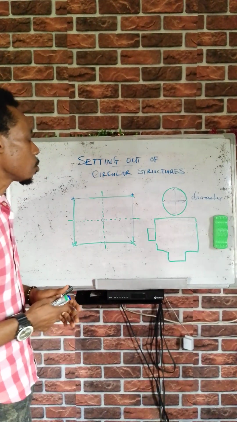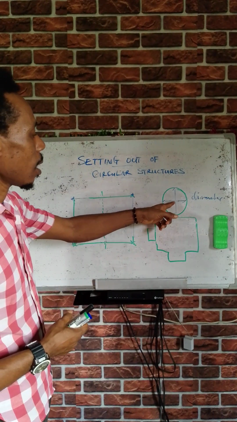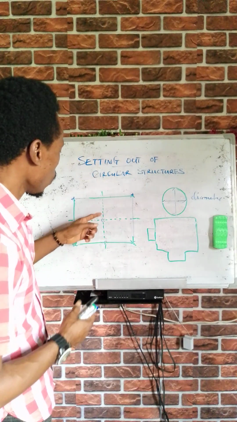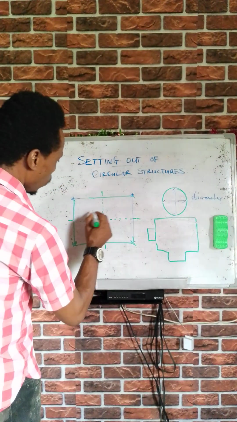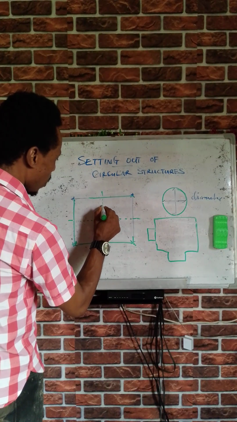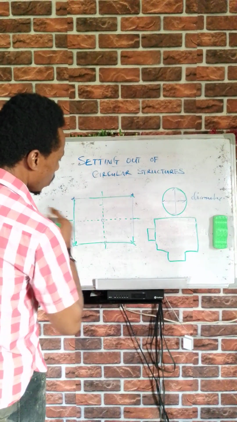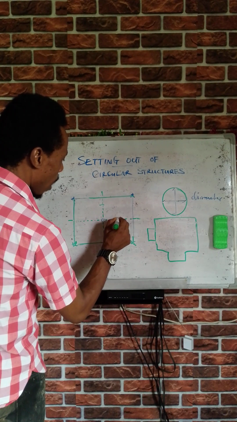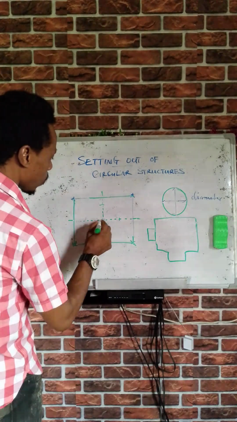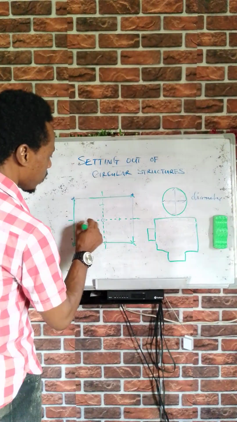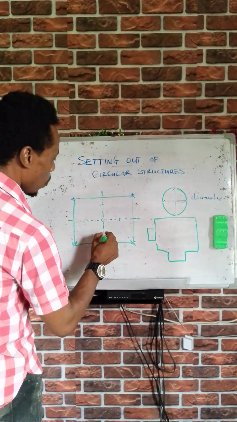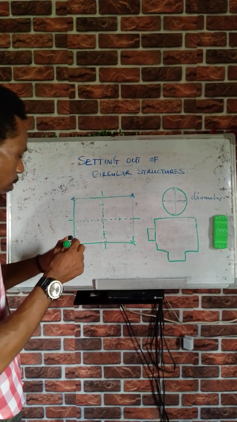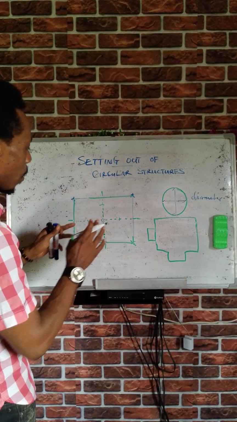So all you now need to do is to get the diameter, then half of the diameter, the radius. You get the radius and offset to this point. From here you measure out the same radius. From here you measure out the same radius. From here you measure another radius. Once you have done this, you have gotten the four basic points.